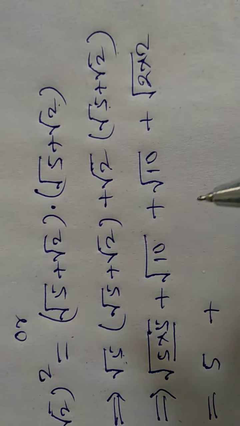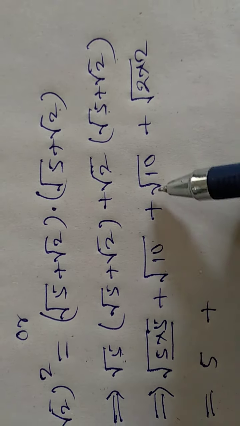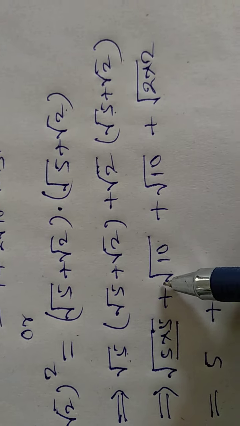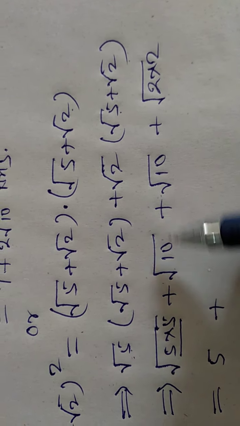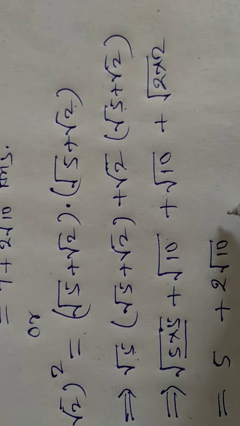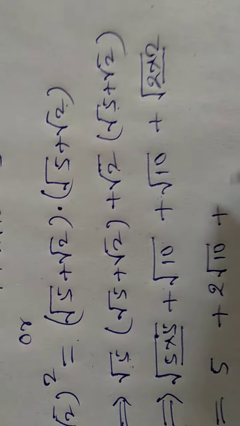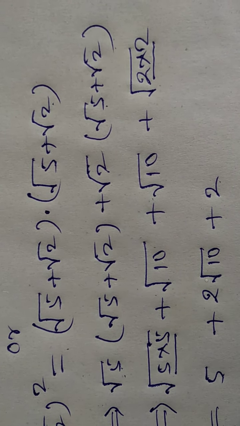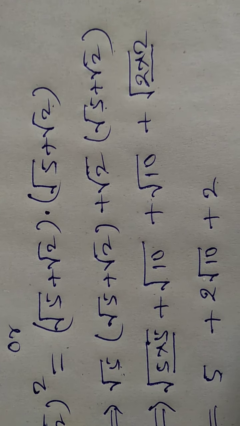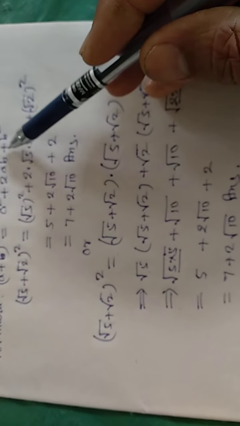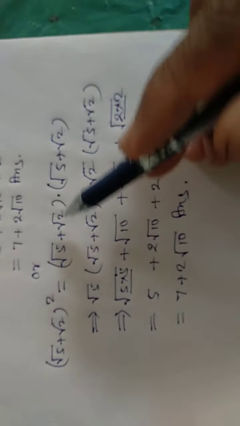Then you will add, but you will add the coefficients of these two, not these two terms. The coefficient of this root over 10 is 1 and the coefficient of this is also 1. Then 1 plus 1 becomes 2, and root over 10. Plus this 2 is in pair. You can take one 2 outside the root and it will be 5 plus 2, 7, plus 2 root over 10. This is the answer. So you can solve this question by using this identity or formula, or simply by multiplying these two.